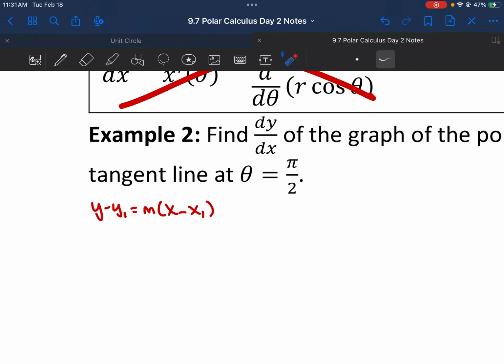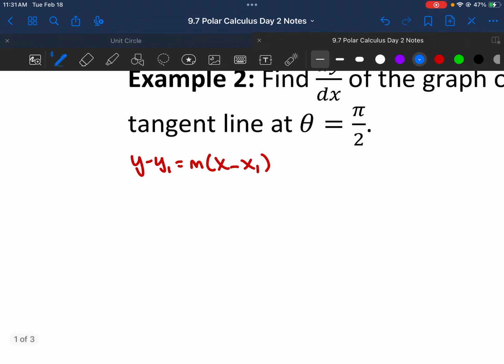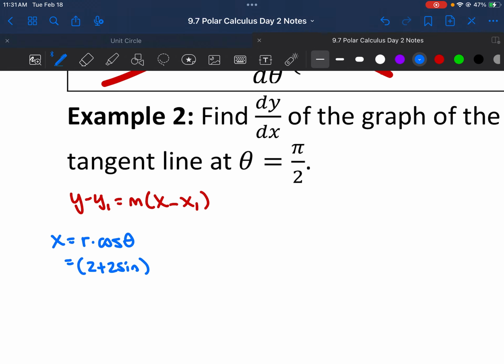This means we need to know the slope, dy/dx, when theta is pi over 2, and we need to know an x and a y coordinate when theta equals pi over 2. So I'm actually going to work on that part first. The very first thing we need is x and y in terms of theta. So let's go ahead and do that. x is r times cosine of theta. r in this example is 2 plus 2 sine theta. Distribute the cosine of theta.